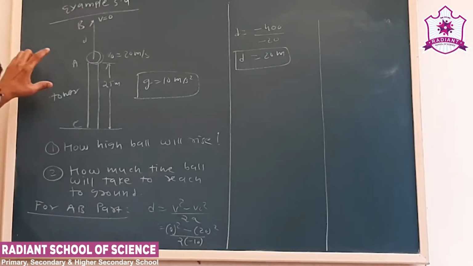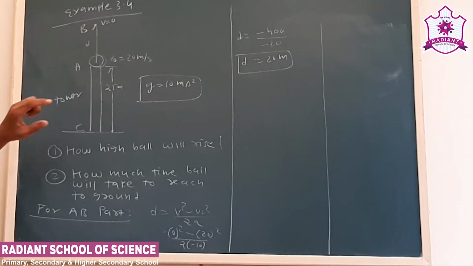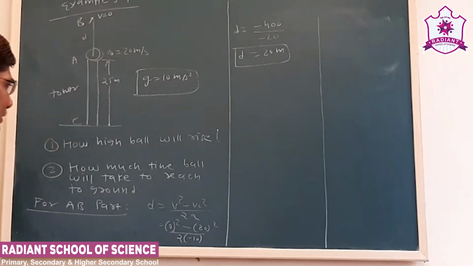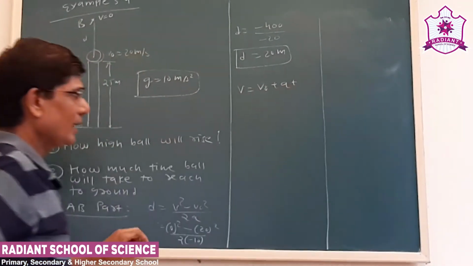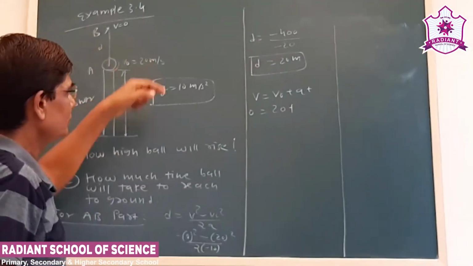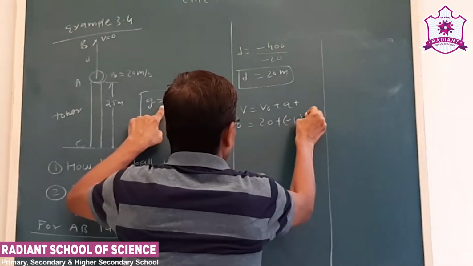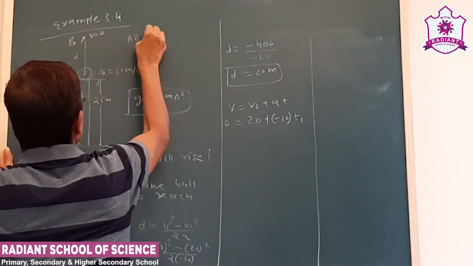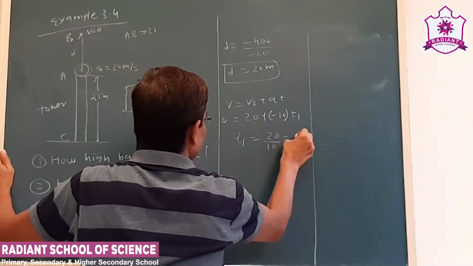Now see, first we calculate the time to reach the highest point. So the equation is v equals v0 plus at. At the highest point velocity is 0, v0 is 20. Now moving against gravitation, that's why it is minus 10. Let us say time is t1, the time for AB. So t1 is 20 upon 10.